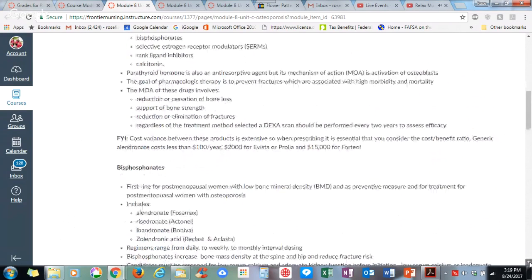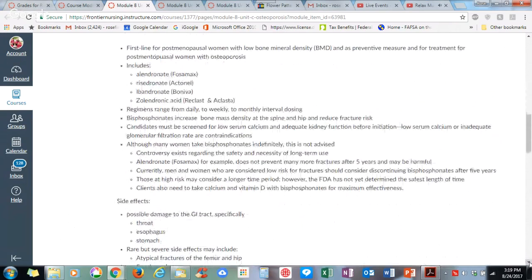Bisphosphonates are first line for postmenopausal women with low bone mineral density, as a preventive measure and for treatment. For postmenopausal women with osteoporosis, they include alendronate, Fosamax, risedronate, Actonel, ibandronate, Boniva, zoledronic acid, Reclast, and Aclasta. Regimens range from daily to weekly to monthly interval dosing. Bisphosphonates increase bone mass density at the spine and hip and reduce fracture risk.